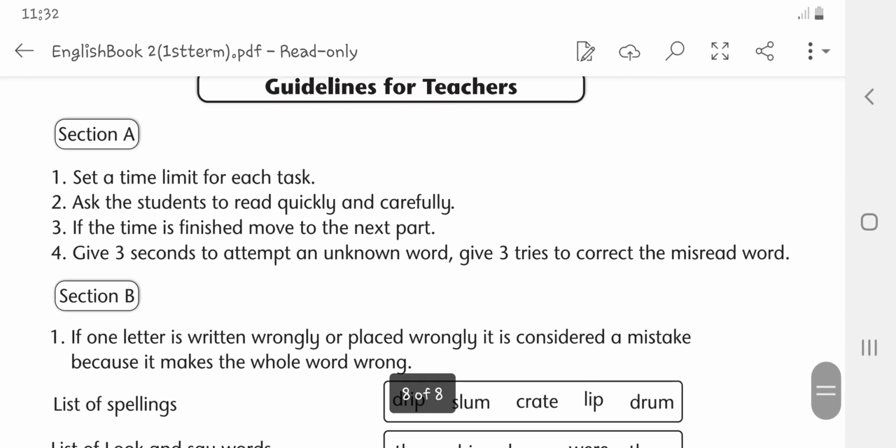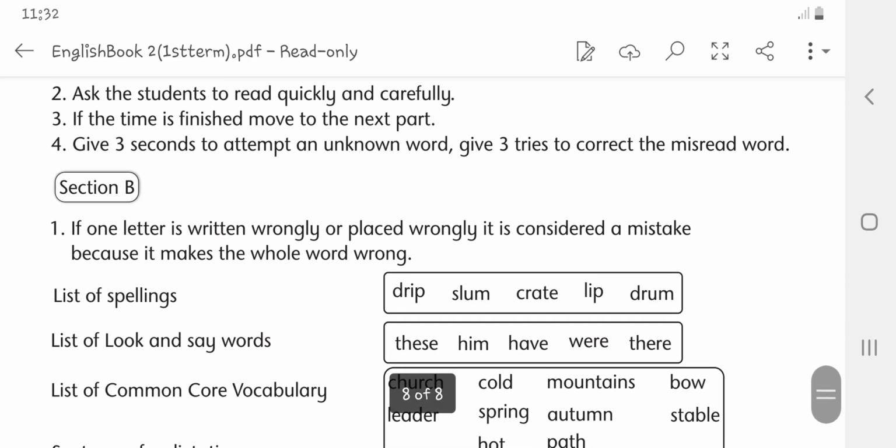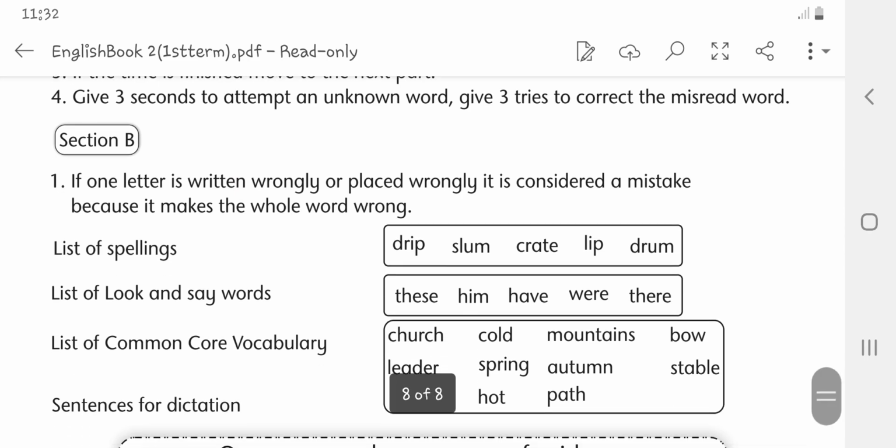Guidelines for section A: set a time limit for each task. Ask the students to read quickly and carefully. If the time is finished, move to the next part. So reading, they should be fluent in reading by this stage. They should not be stopping and thinking and spending the whole day on just reading one word or one paragraph. Give 3 seconds to attempt an unknown word and give 3 tries to correct the misread word.